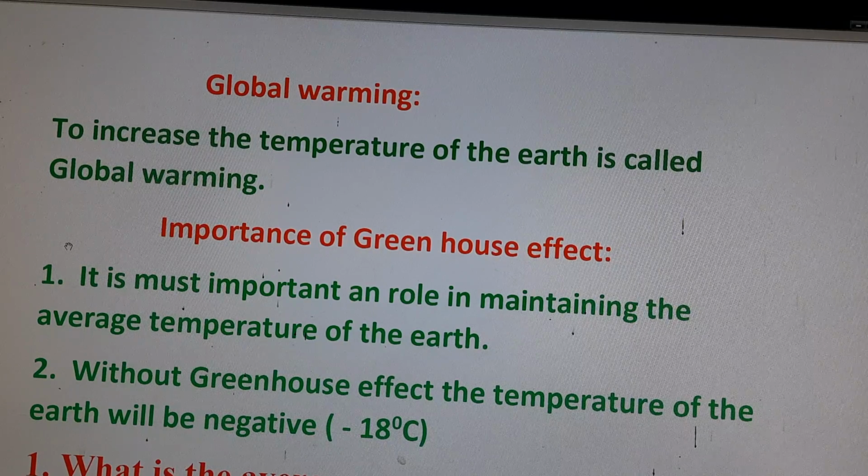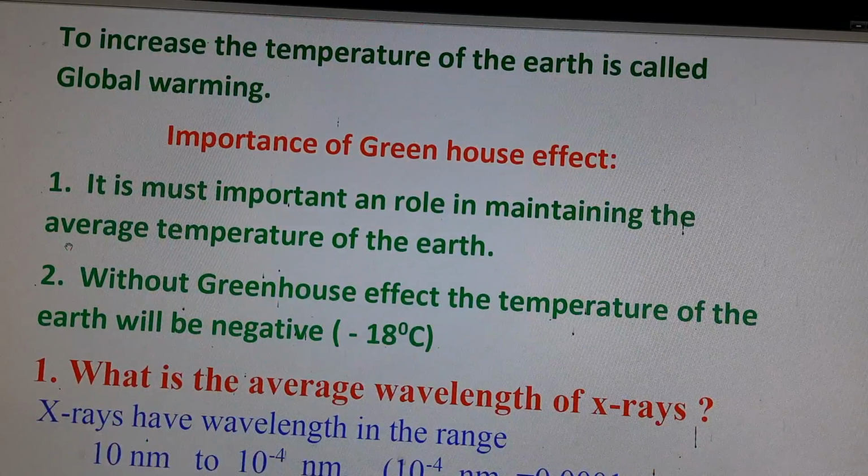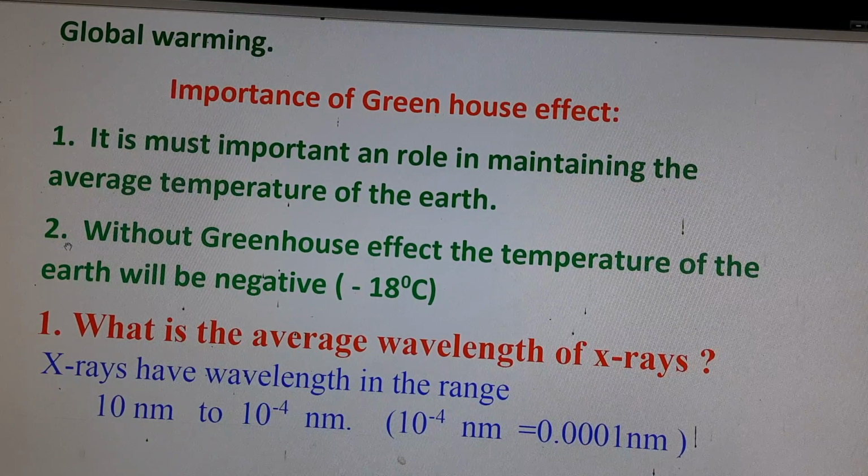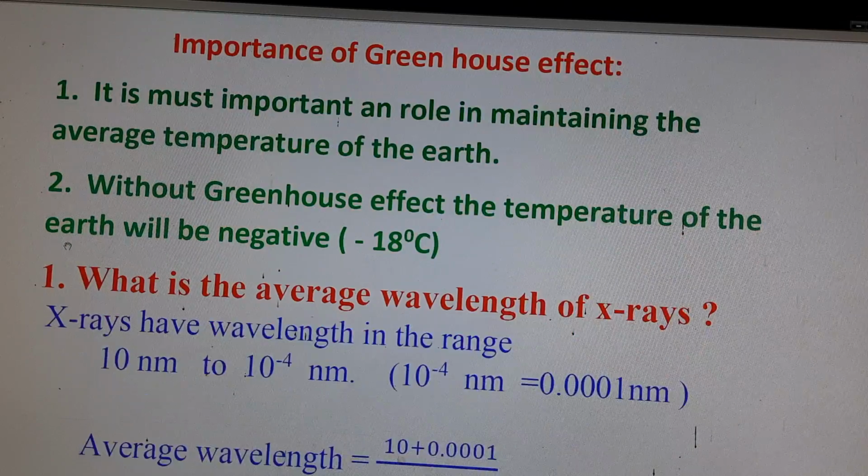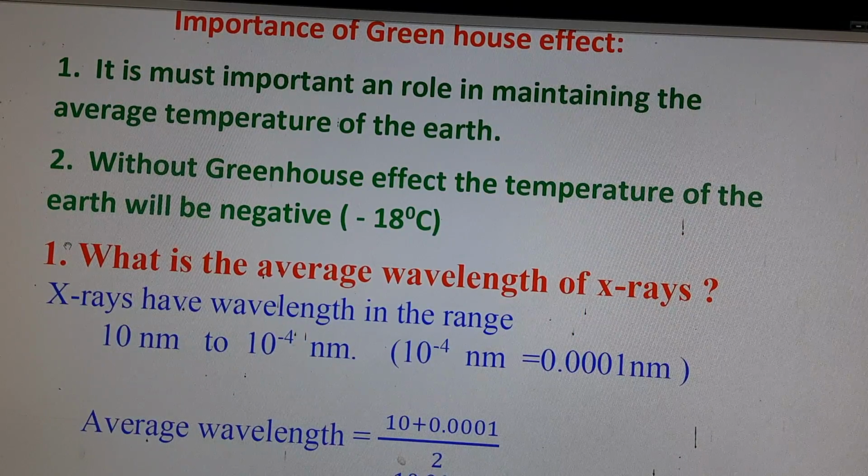So what is the important role of the greenhouse effect? Its most important role is maintaining the average temperature of the earth. The second is that without the greenhouse effect the temperature of the earth would be negative, about minus 18 degrees centigrade.